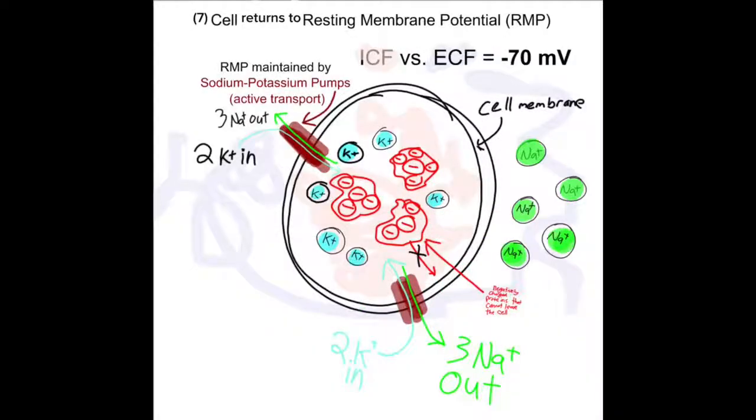After hyperpolarization, the cell returns to the resting membrane potential, with an intracellular fluid versus extracellular fluid membrane potential of negative 70 millivolts, maintained by the sodium-potassium pump.